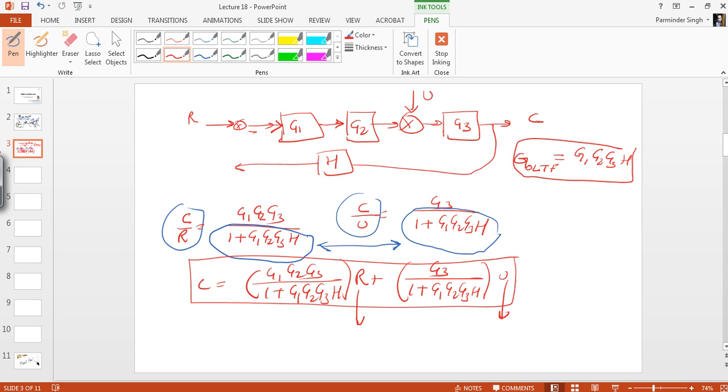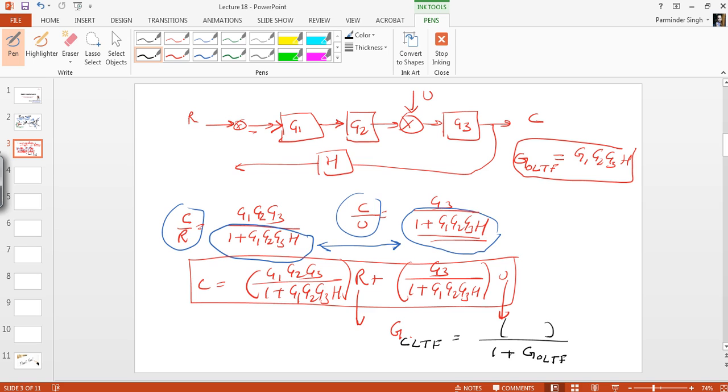Clear? Now if we are dealing with the open loop transfer function, it's nothing but the product of all the blocks. And if you look at the transfer function of the closed system, the denominator part, look at this, it is 1 plus G1, G2, G3, H. So that means we can say that the closed loop transfer function will have whatever terms in the numerator, but in the denominator it's always 1 plus G open loop transfer function.